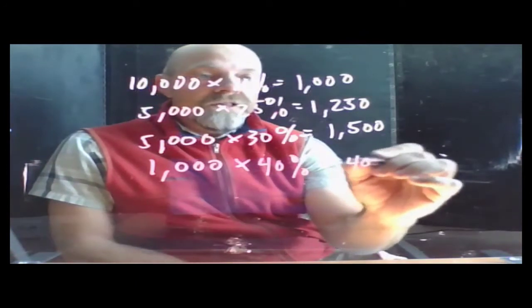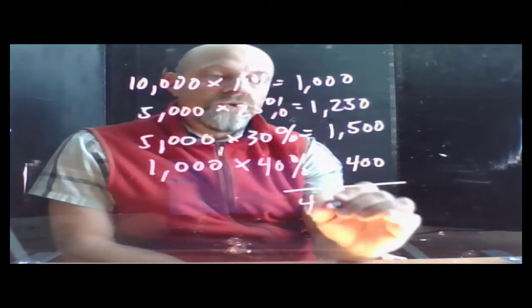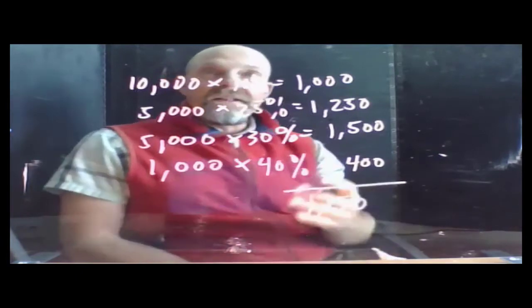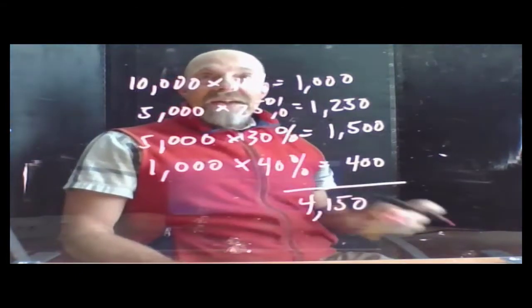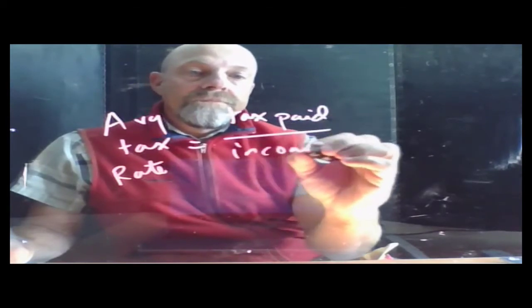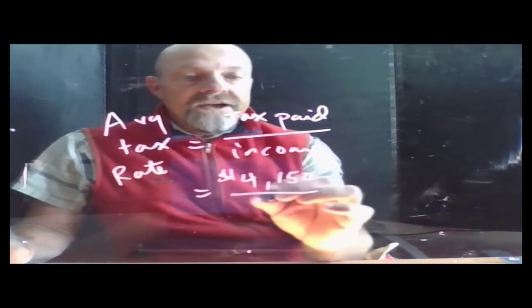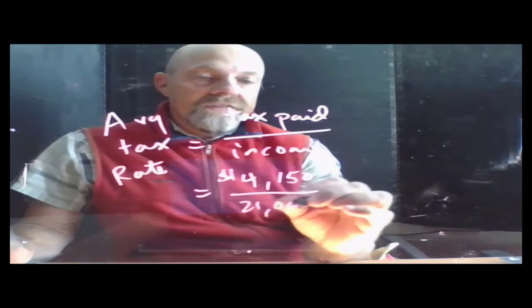That's equal to $400. Now if we sum all of that up, we come to a total tax paid equal to $4,150. All right, now that we have that, let's go ahead and calculate the average tax rate. So the average tax rate is equal to your tax paid divided by your income. So our tax paid is equal to $4,150 and our income is equal to $21,000.